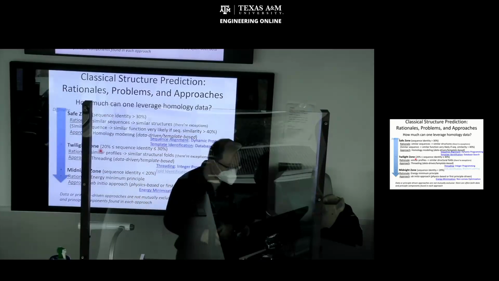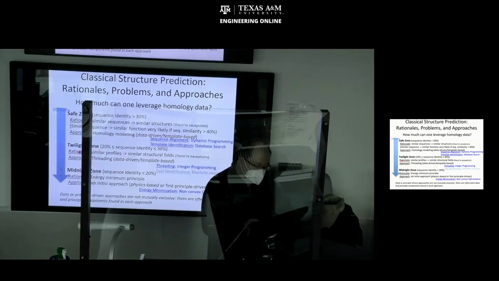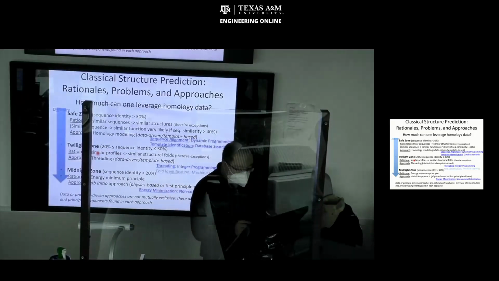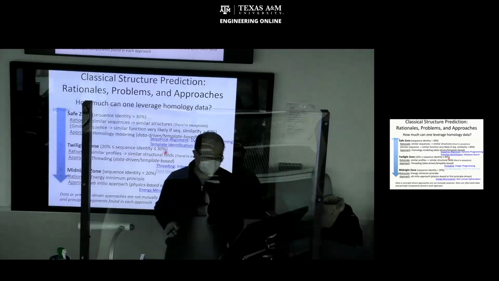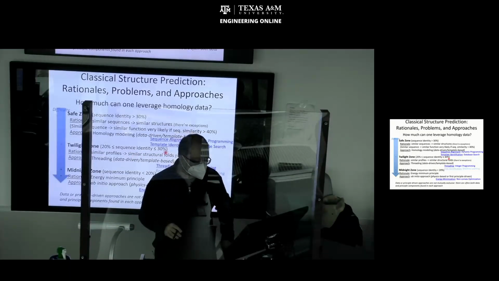But in the twilight zone, the rationale was that we don't have similar enough sequences, but we can make it more vague. Instead of using similar sequences, we can say that the proteins have similar profiles, right? And if they have similar profiles, the labels are also similar, but not that similar. So they don't have similar structures, but they have similar folds. Remember, there are only thousands of folds for all kinds of structures we have.